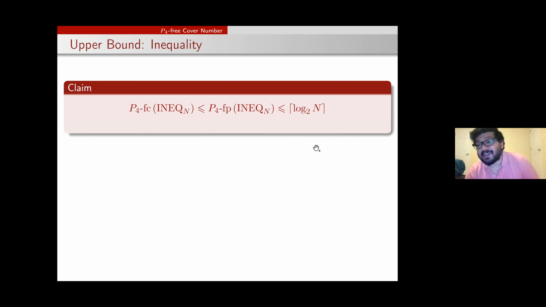So the first result I want to present is that the cover number of inequality is at most log n. And the proof idea, I will present the outline of the proof.